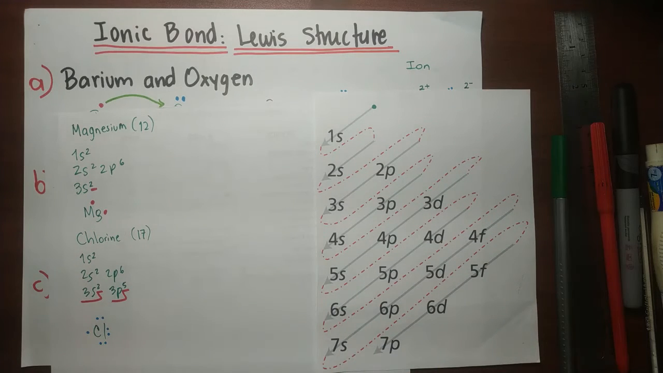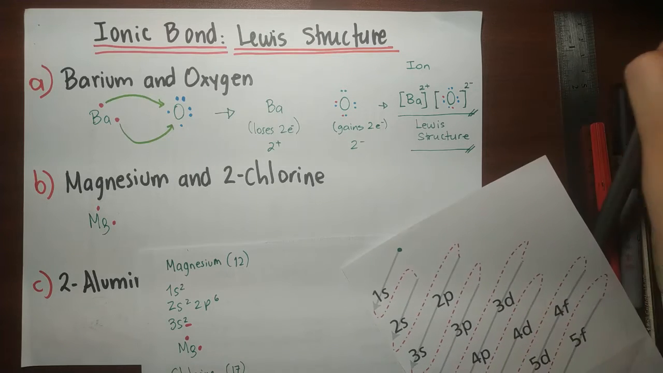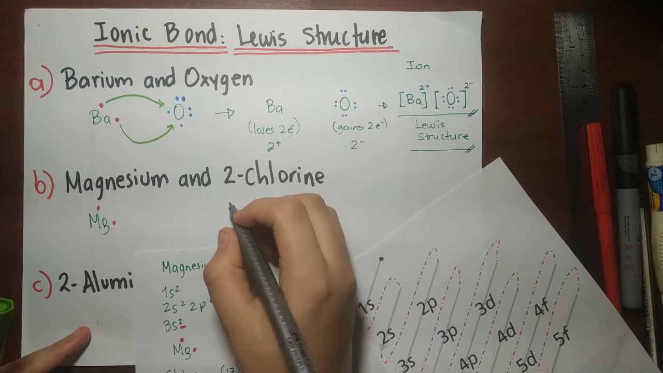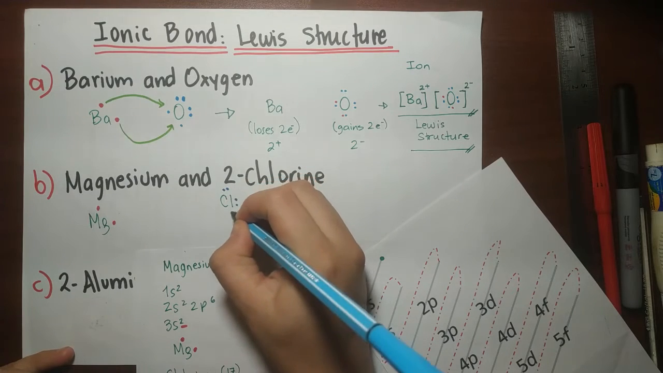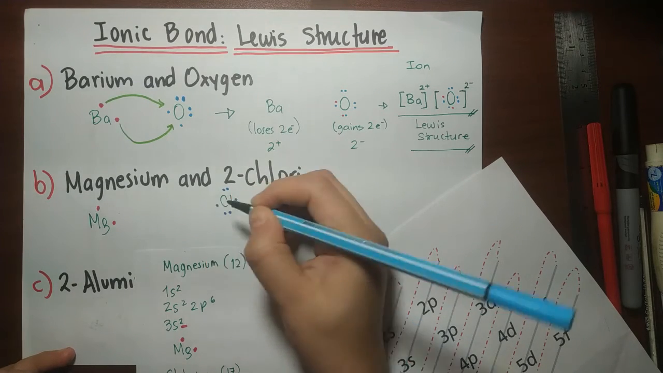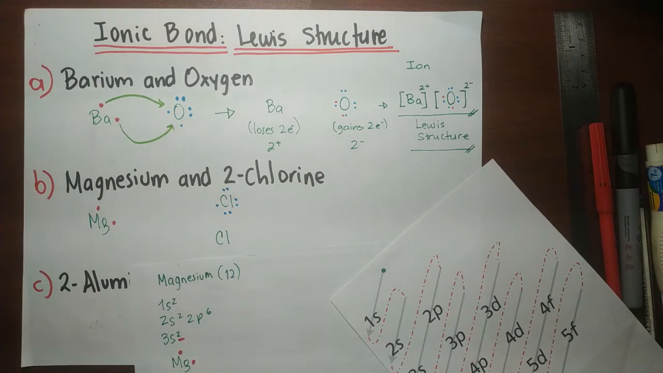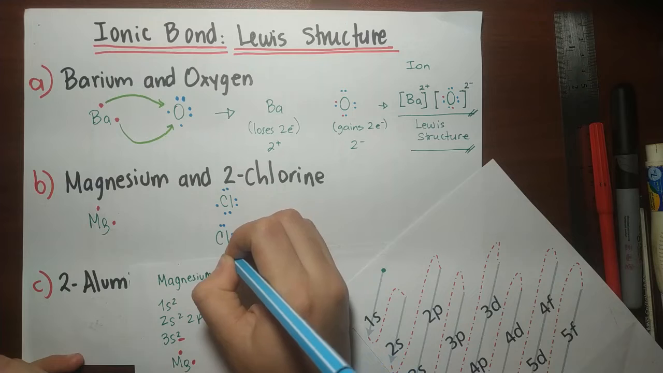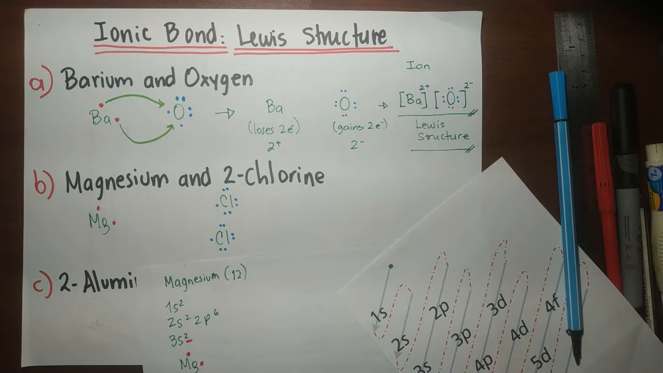So as you can see here, we have 2 chlorines. So we're gonna do 2 chlorines. We're gonna copy the same Lewis structure, but twice because we have 2 chlorines right there. So we have chlorine and all the dots, 7 dots, and another chlorine right here. It doesn't matter where you want it, just place it where you want. Okay, now what's going to happen?